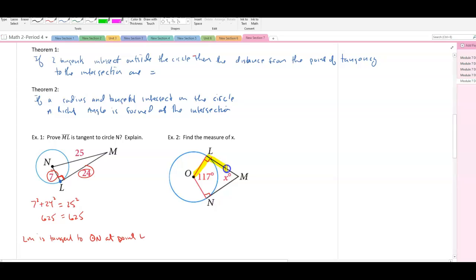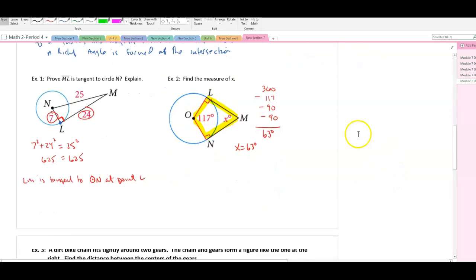Now, if I look at this, I notice that this here is a quadrilateral, meaning a four-sided figure. What do all four angles in a quadrilateral add up to? They all add up to 360. So right away, all I have to do is take 360, subtract 117, subtract 90, and when I subtract that, you get 63 degrees. So x is 63 degrees. All right.